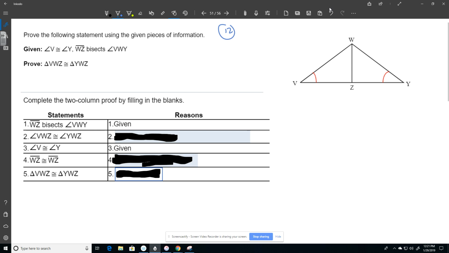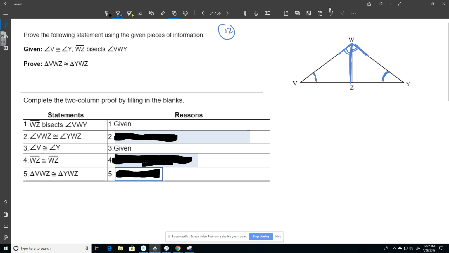Another proof. It tells us that V and Y are the same. So angle V right here and angle Y, we know those are the same because it's given. And WZ bisects VWY. So this line right here cuts this angle W in half, which means that this angle and this angle are going to end up being the same. So number one, WZ bisects VWY.